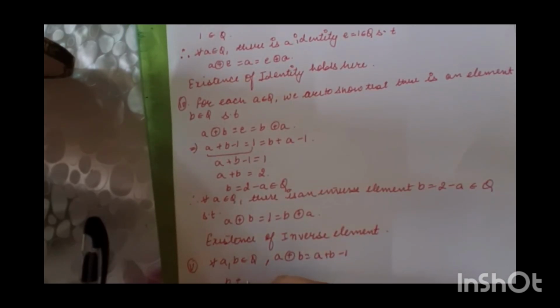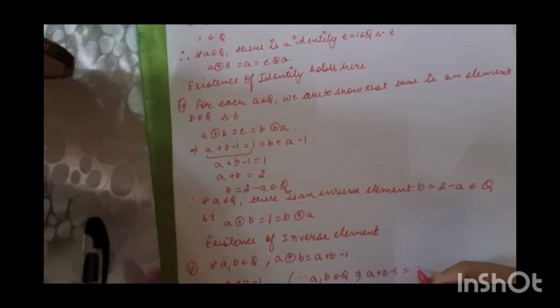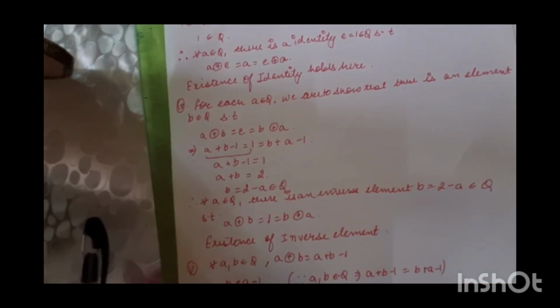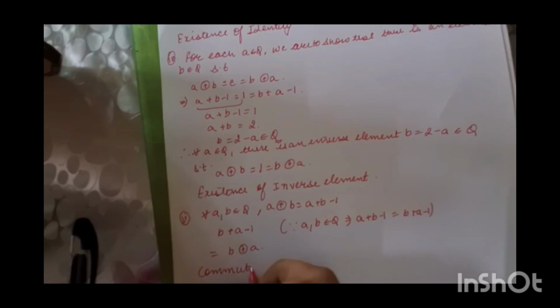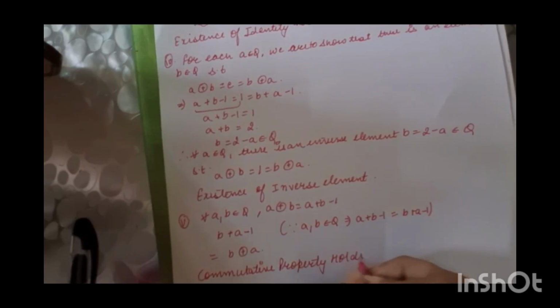So it is B plus A minus 1. Why can it be written so? Because since A, B belong to rationals, their addition can be written like this, B plus A minus 1. So we get B operating on A. These are the same results. So yes, the commutative property holds here.